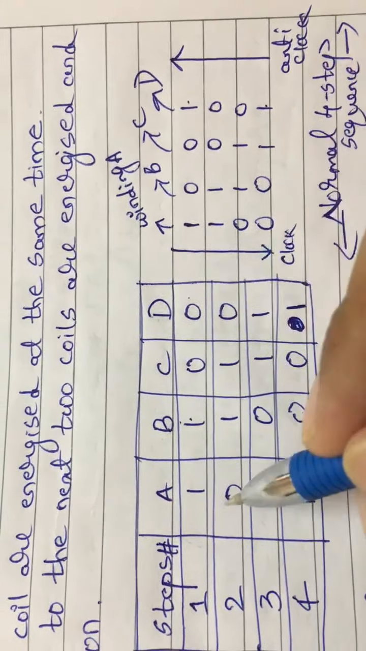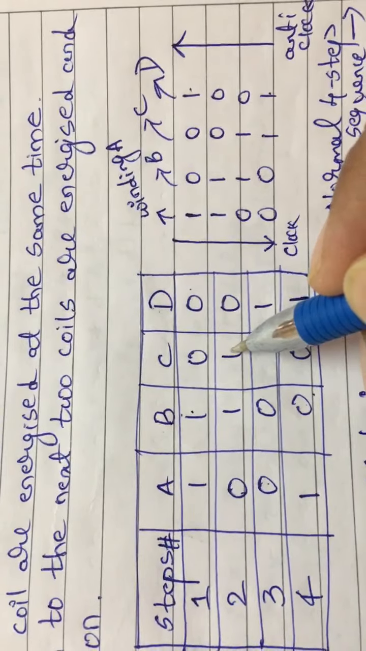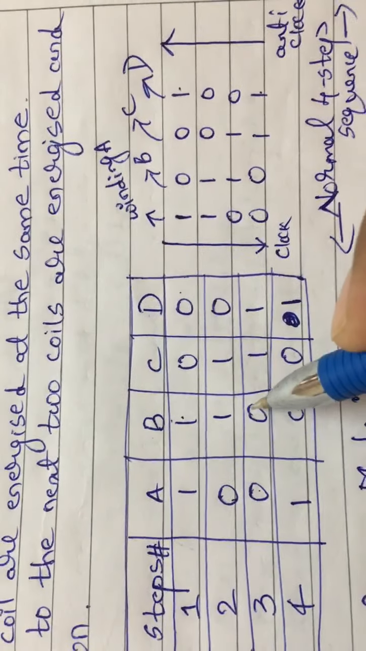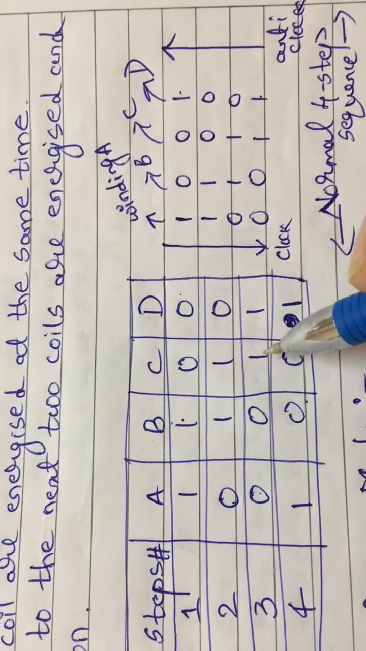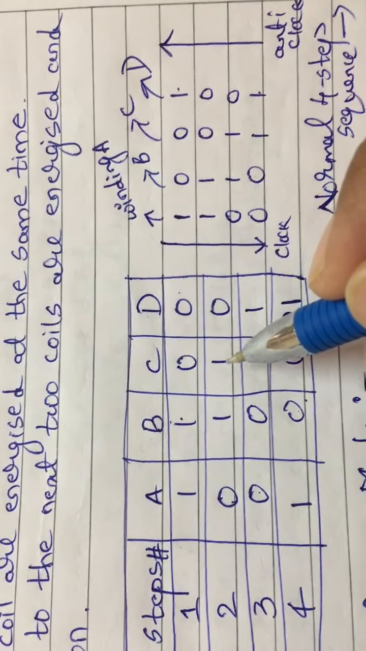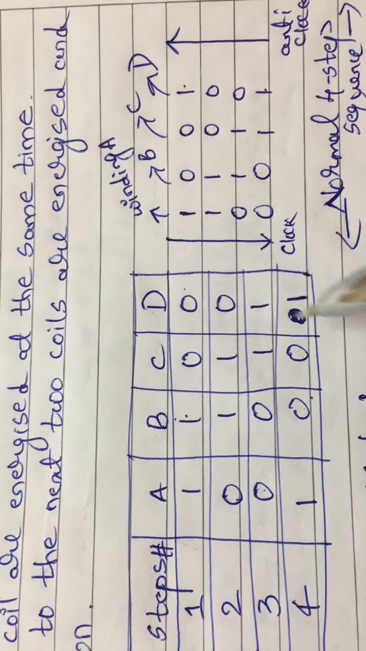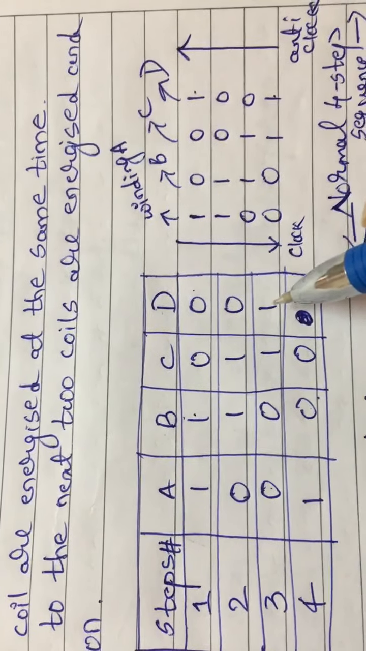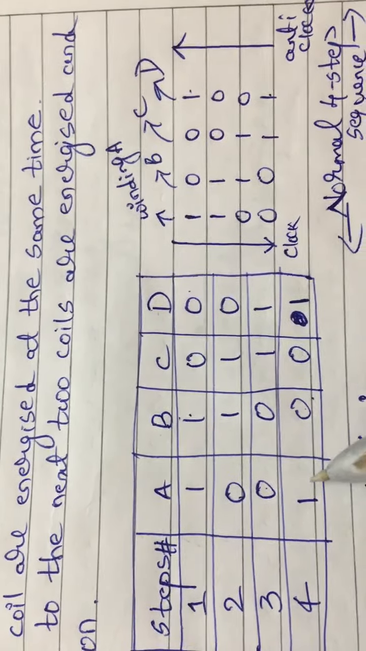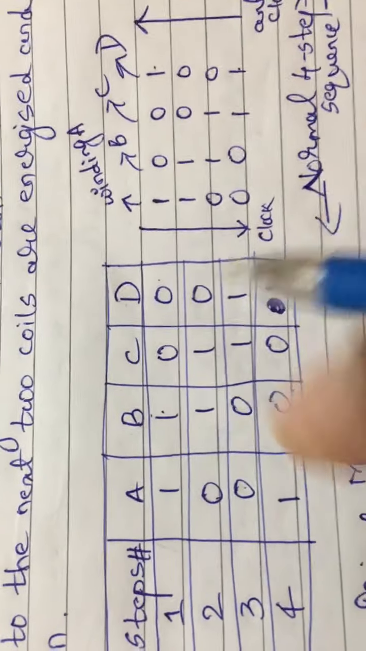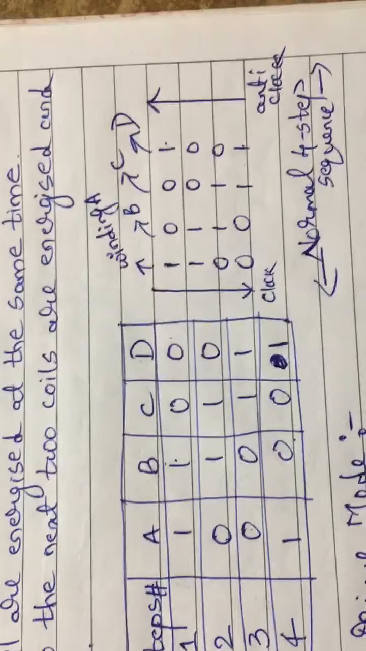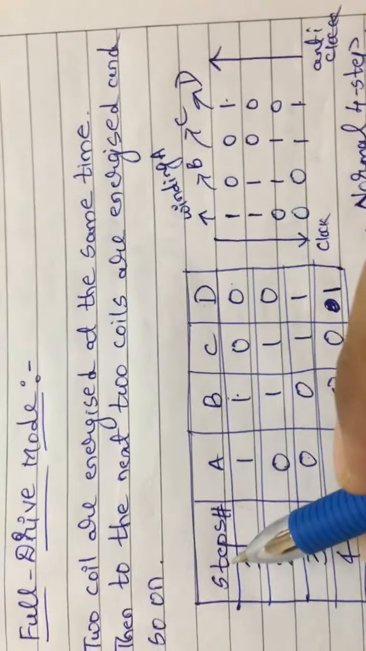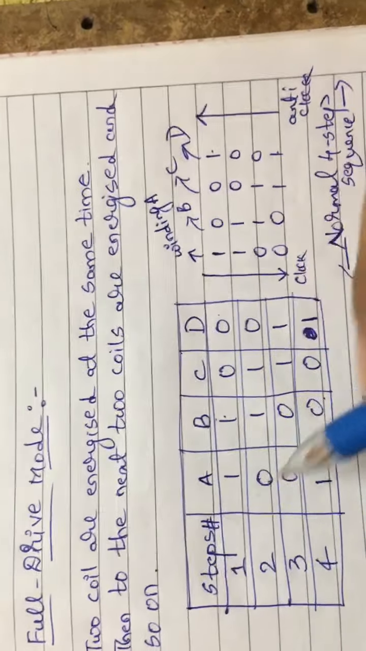Next, A is equal to 0, keeping B equal to 1 as it is. Next take C value equal to 1, that is 0, 0, 1, 1. Next to C is D, that is 1. After D, keep this D as it is, and after D you will get 1. So at a time 2 coils are energized. Okay, so this is nothing but the full drive mode.